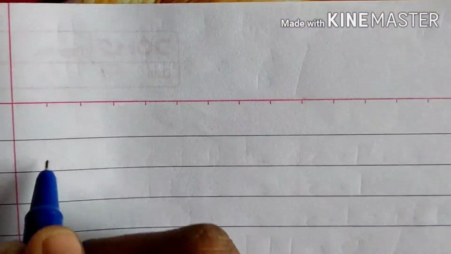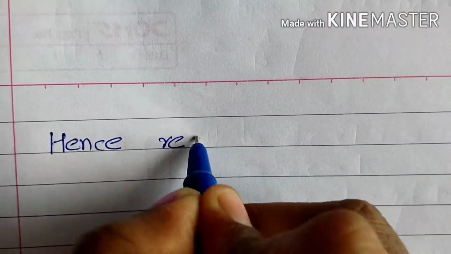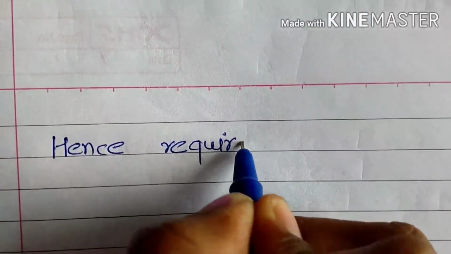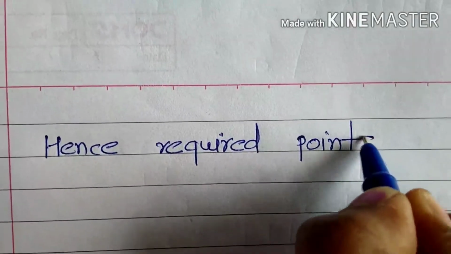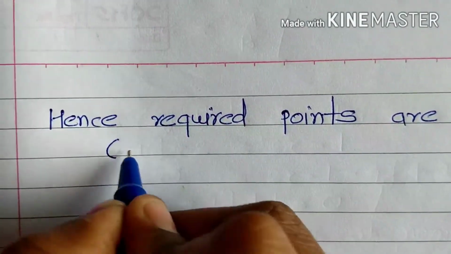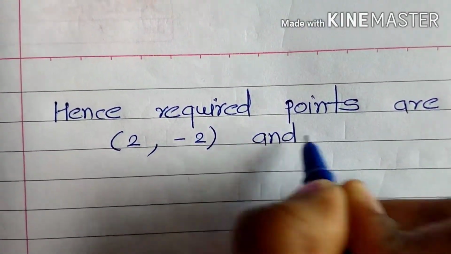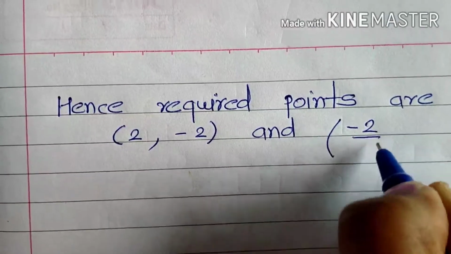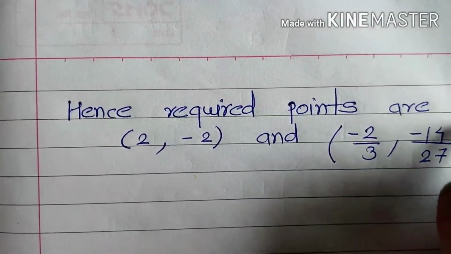Hence required points are 2 comma minus 2 and minus 2 upon 3 comma minus 14 upon 27.